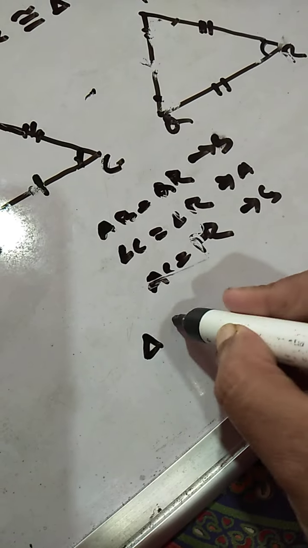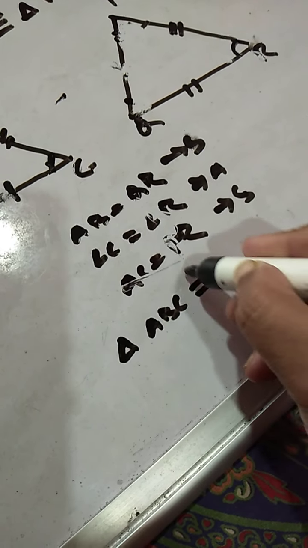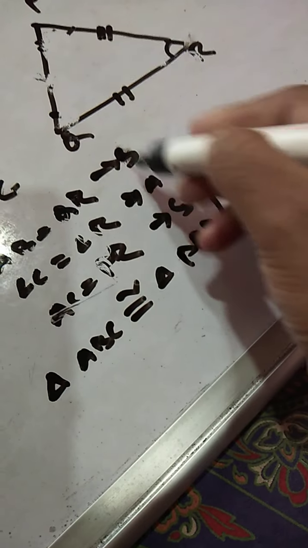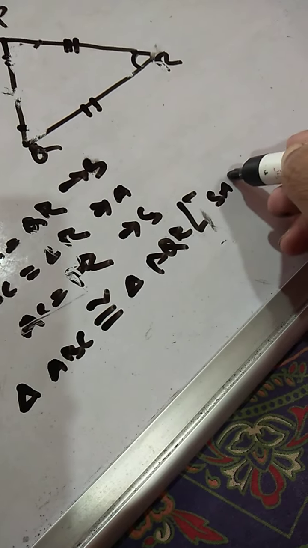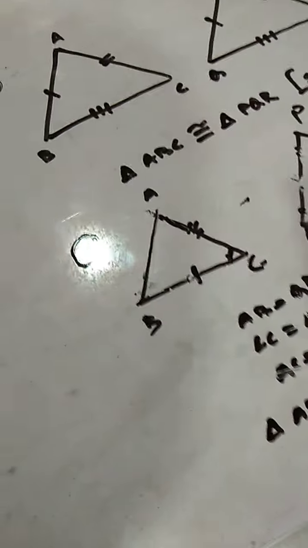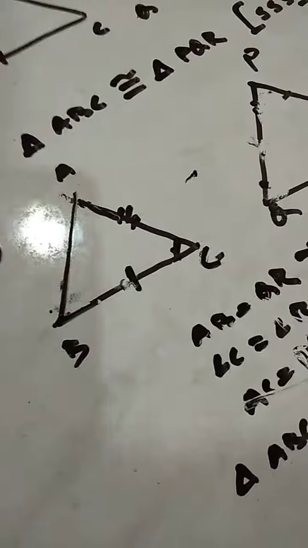Then we can write that triangle ABC is congruent to triangle PQR in what criteria? Side, angle, side, isn't it? So this is how we can prove any two triangles congruent with this criteria if it is fulfilled in this way. Okay, now let's move on to criteria 3. What is criteria 3? I'm keeping this triangle.